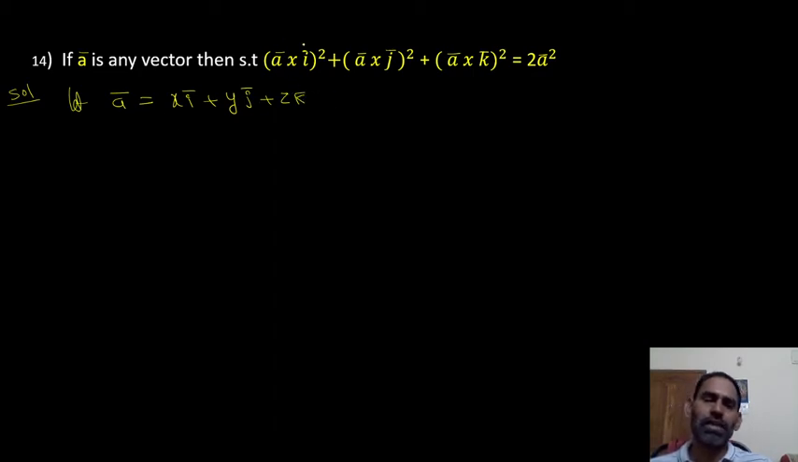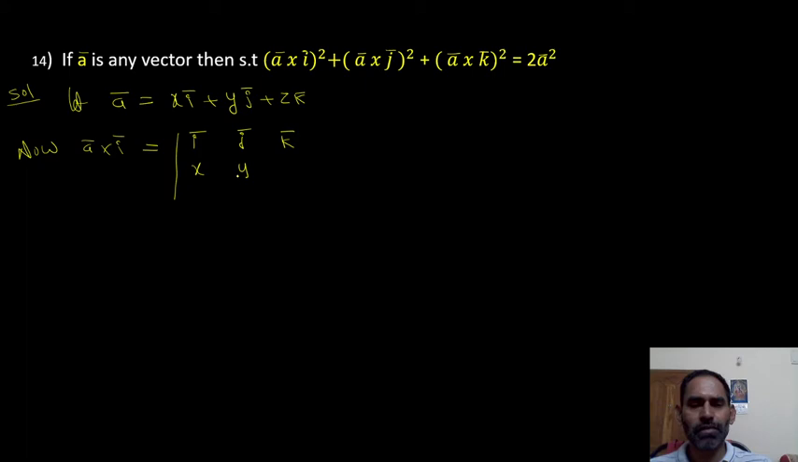Find out A bar cross I bar first. After that, A bar cross I bar whole square. Similarly, you can find A bar cross J bar whole square and A bar cross K bar whole square. Substitute in LHS. Now I am finding A bar cross I bar. You know how to find the cross product, so by the determinant process: I bar, J bar, K bar. Now what are the coefficients of A bar here? X, Y, Z as the second row. X, Y, Z.